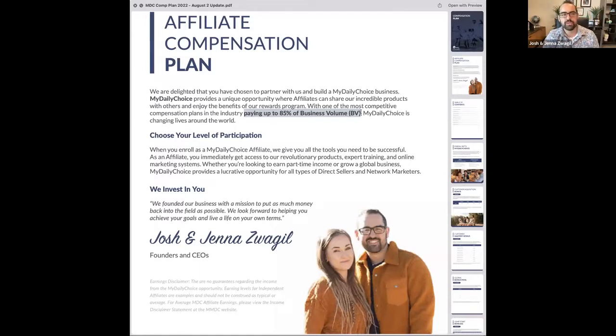I wanted the compensation plan to be fair, balanced, and lucrative. And we're going to cover those three things on this call: fair, balanced, and lucrative. Like, what does that mean? How does that translate to the My Daily Choice comp plan?